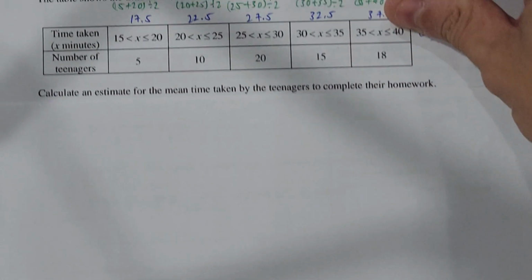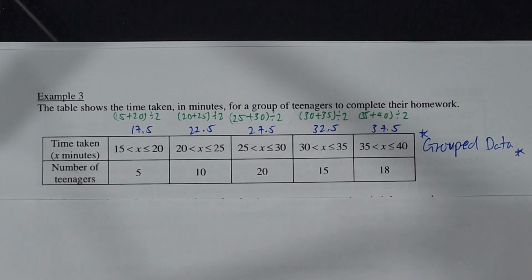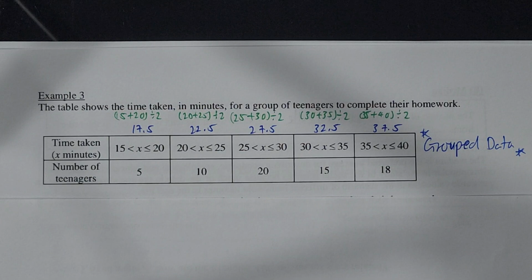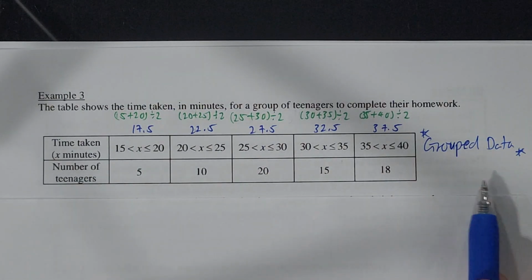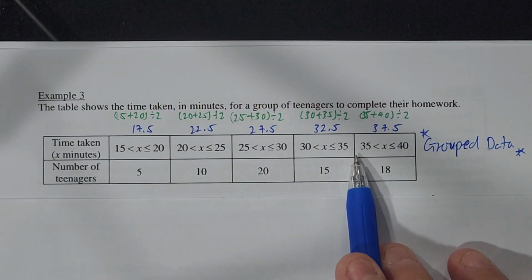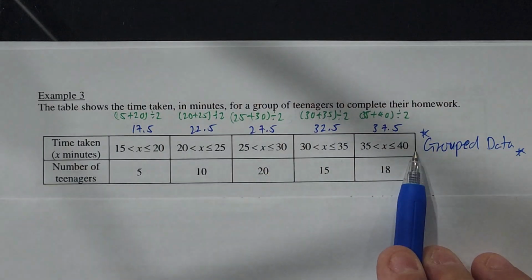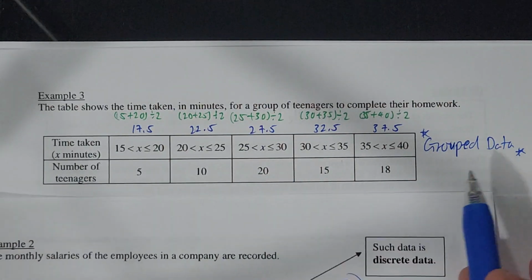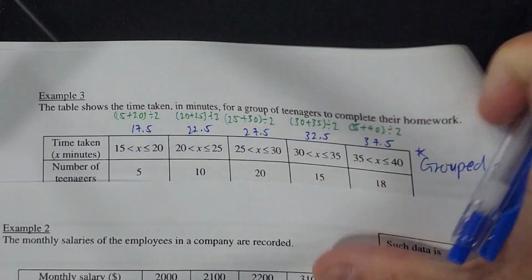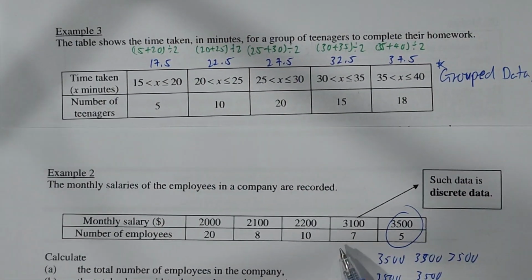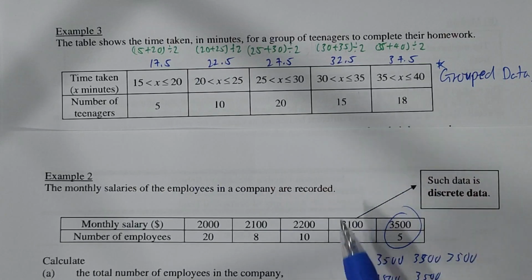Now, lastly, we are going to move on to example 3. Example 3 is basically grouped data. How do I know that it is grouped data? You look at the data row. I'm going to put example 2 just here for reference, so for comparison, notice the difference in the table.